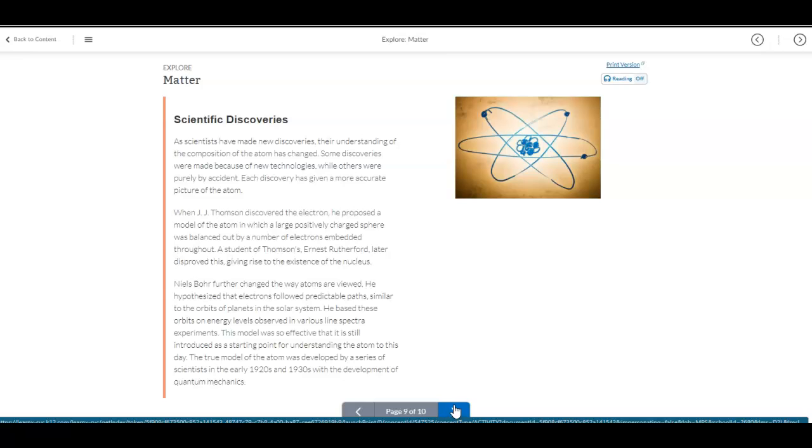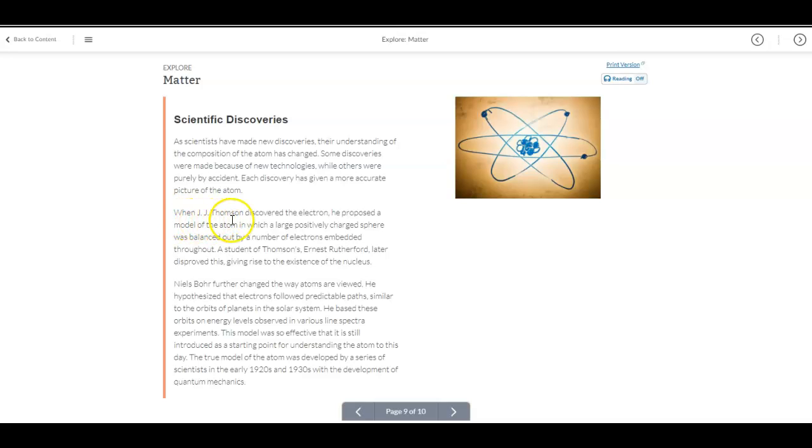And then we'll also be getting into talking about scientists and how they discovered the atom and how the composition of the atom changed. So it is important to note these when you go through and get to the lesson that talks about the scientist's name and what part of the atom he discovered. So for example, J.J. Thomson discovered the electron, and that added to what scientists before had already discovered. So he proposed a model of an atom in which a large positively charged sphere was balanced out by a number of electrons embedded throughout.